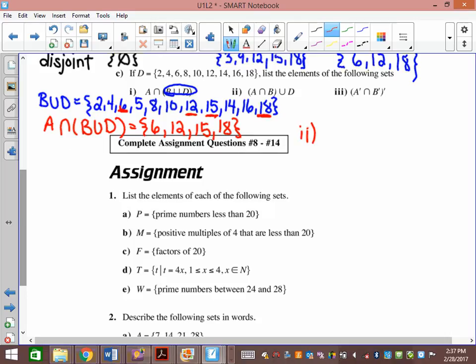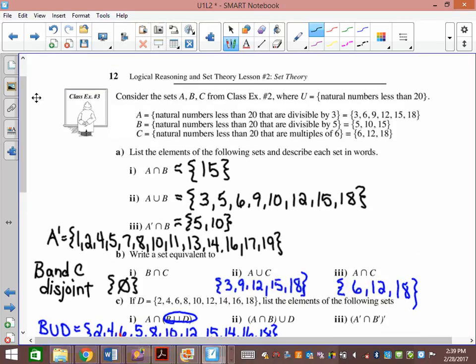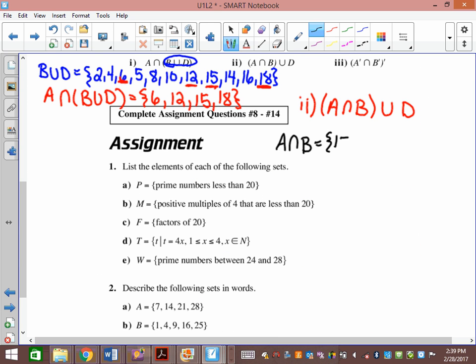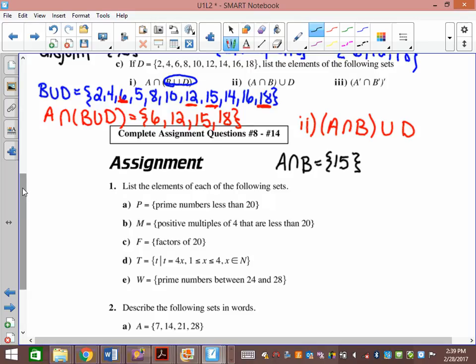Part 2, I'm going to do down here. A and B or D. Try it out, see if you can do this one. First do A and B though. So what's in A and in B? A and in B, Nick. 15. It's the only one. So in A and B we have 15. Now we want to list what's in A and B, or in D. So if it's in A and B or it's in D, I list it, right? So basically I'm going to list everything in D plus what? 15. So my answer is going to be 2, 4, 6, 8, 10, 12, 14, 15, 16, 18.